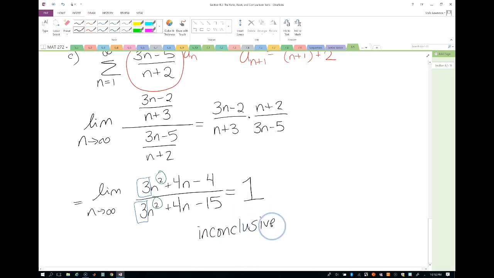It doesn't tell us that it converges or that it diverges. It just means the ratio test cannot be used to solve this problem. We would have to use a different test.